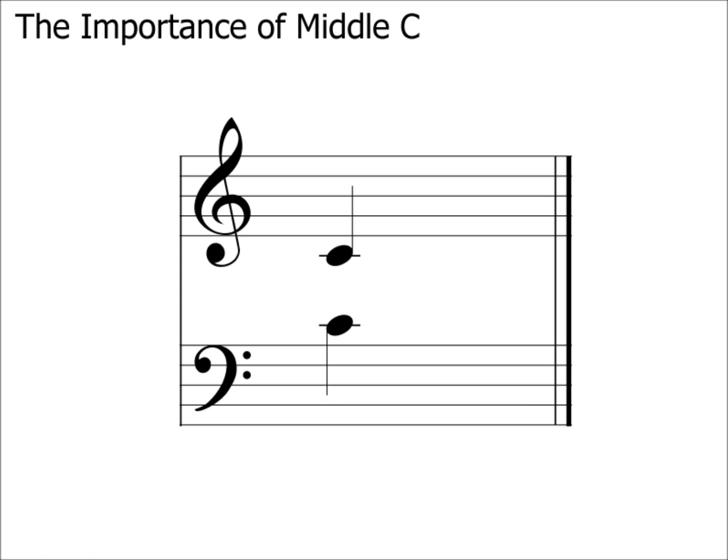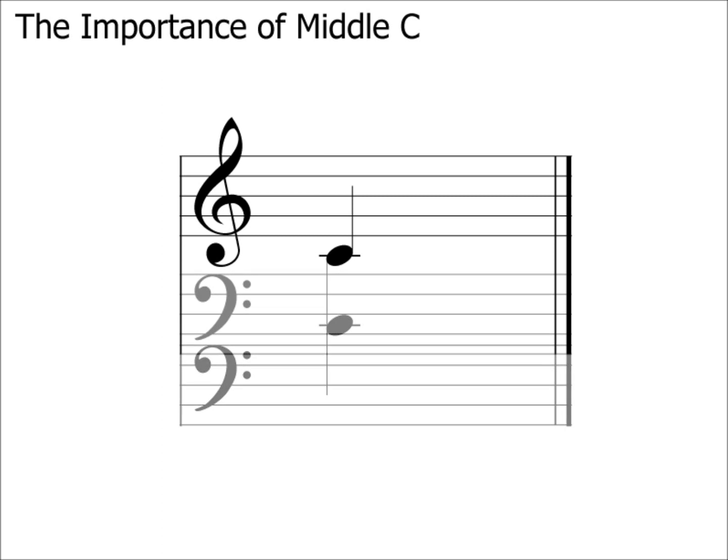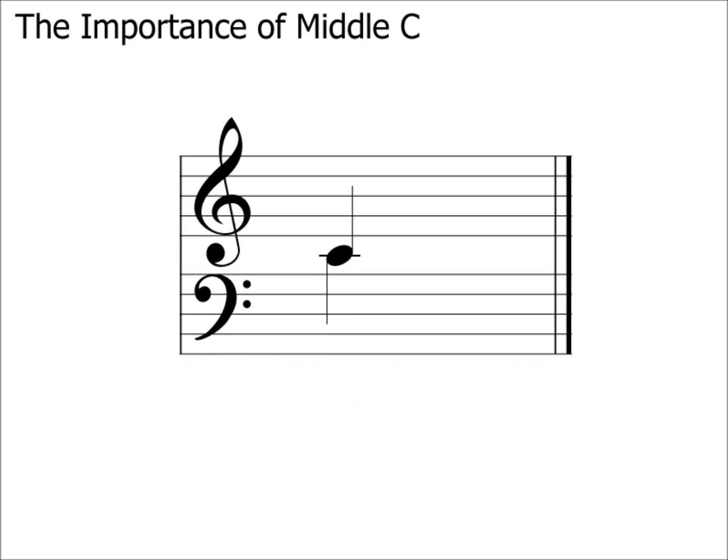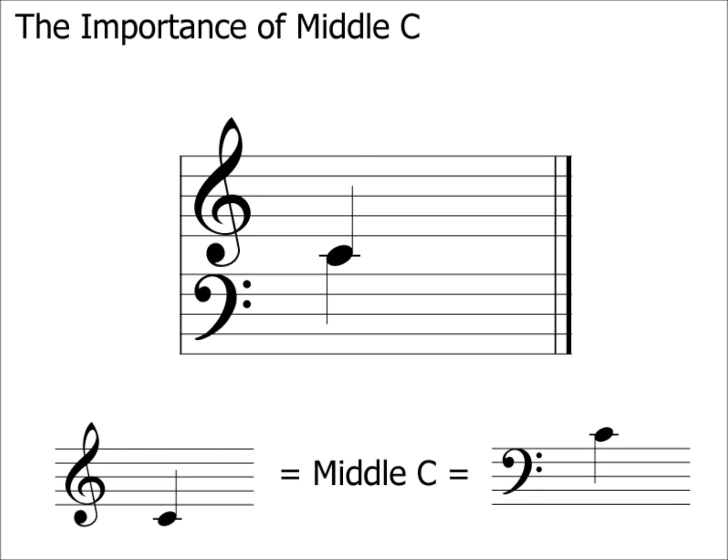Well, I'm just going to move both the bass and treble clefs rather close to each other so that the middle C on each clef overlaps. Both notes share the same ledger line, which I've highlighted red. The note sits immediately between the two clefs, or in the middle of both clefs, hence middle C. It's very important that you remember this middle C as it will help us understand the relationship between the two clefs.